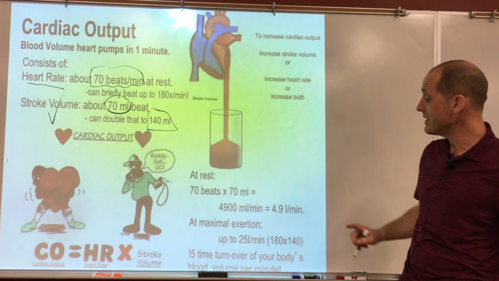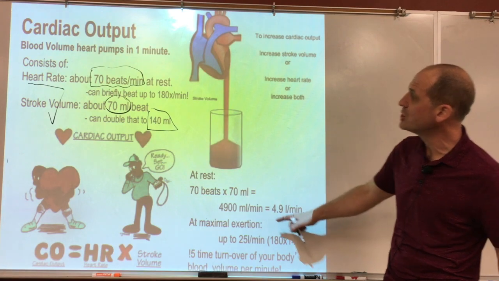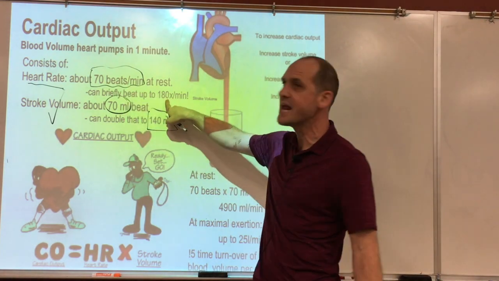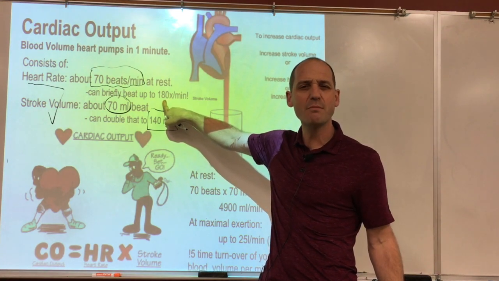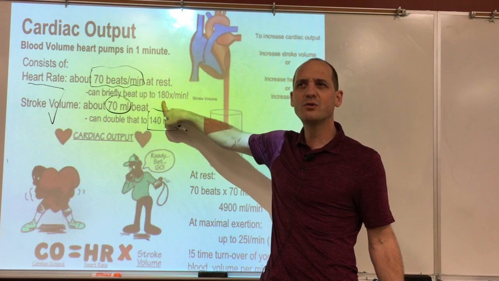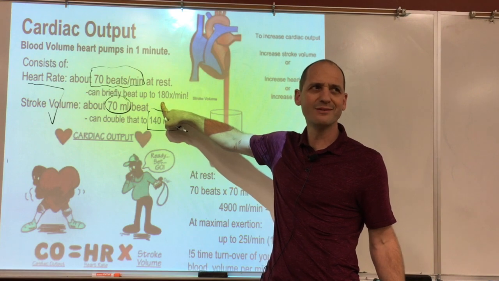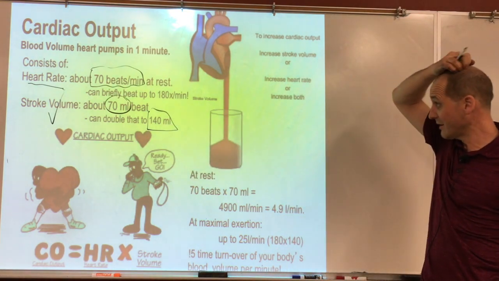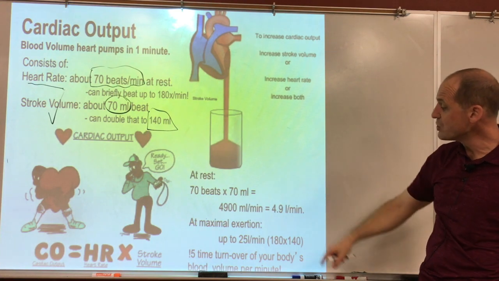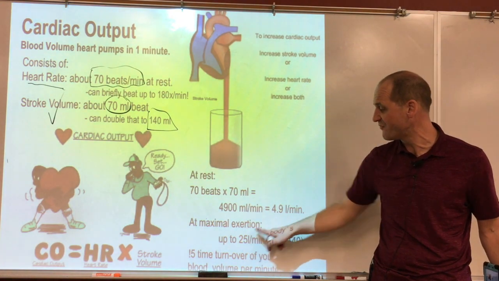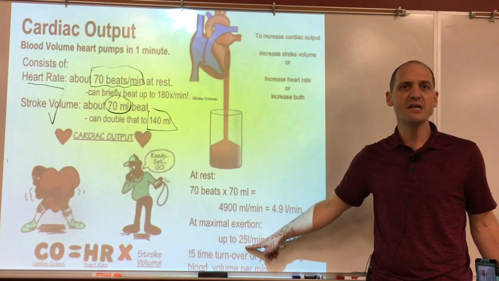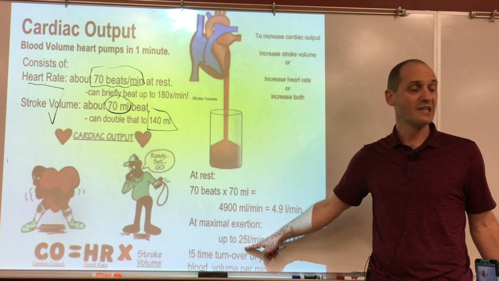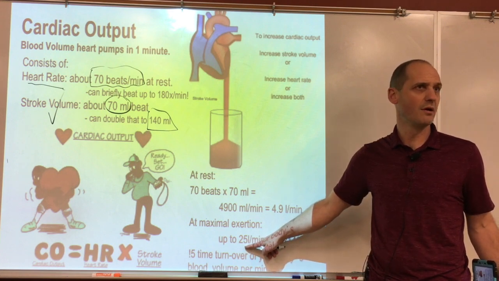And the cool thing is, at maximal exertion, you can go from 70 beats to about 180 beats a minute. Although, when you look at maximum heart rate, you do 220 minus your age. So 180 is about a 30 year old person. I mean, those are all ballpark figures. But if we do that, that's about 25 liters in a minute. That's 5 times. The heart can pump 5 times its resting quantity if it needs to for brief moments. So that's what you do when you need to run away from a lion or something.